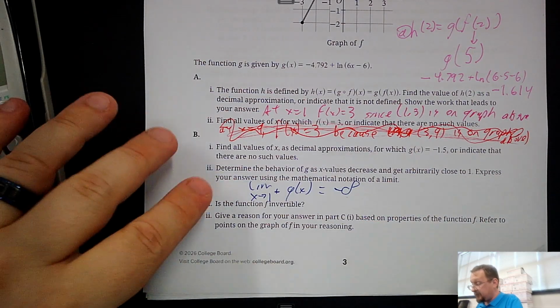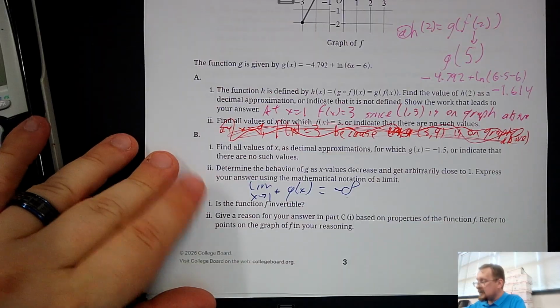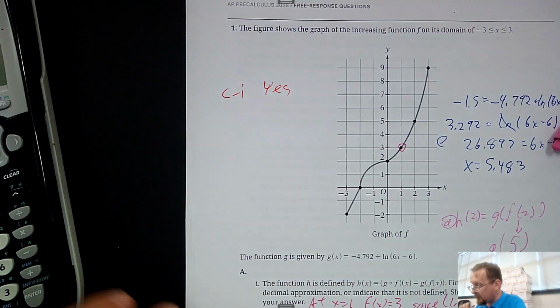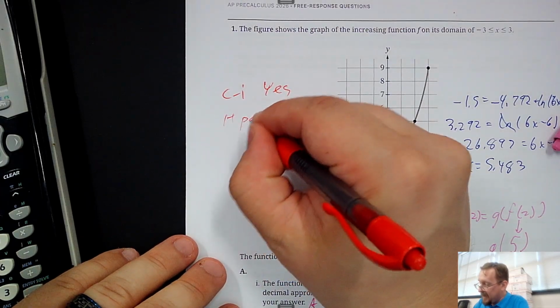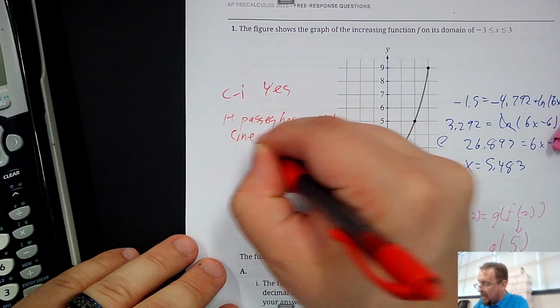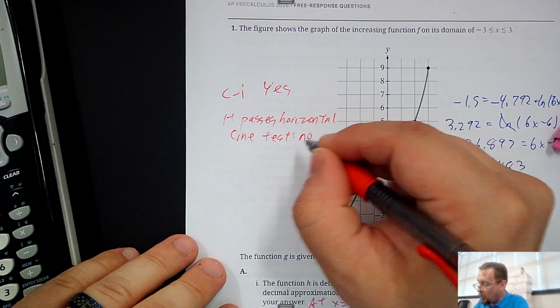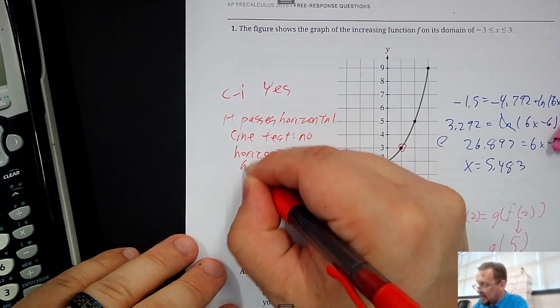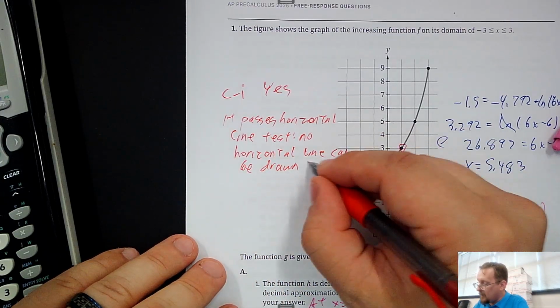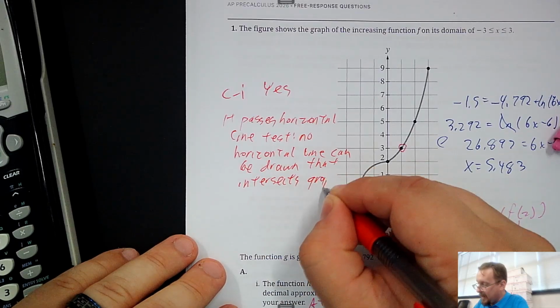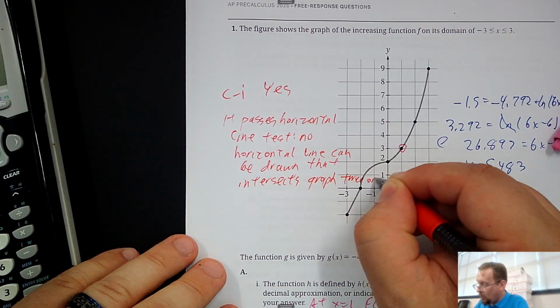Is the function f invertible? The answer is yes, because, so what do you want me to say here? Okay, so for part C, yes, it is invertible, and maybe you can say it passes a horizontal line test, right? No horizontal line can be drawn that intersects the graph twice or more.